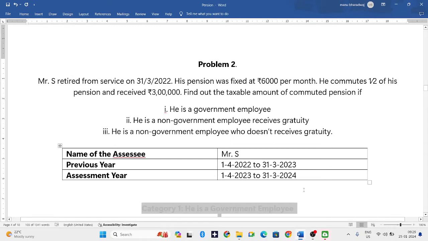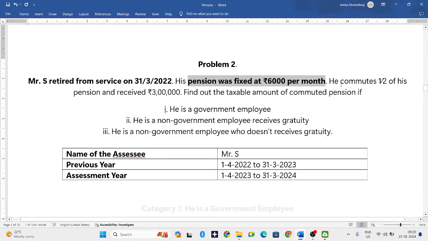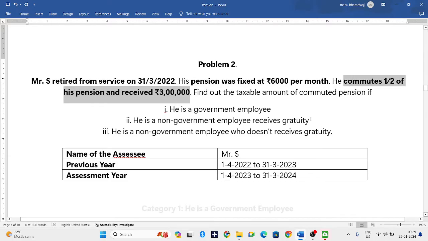From this particular video, we'll be starting one more problem related to pension. Mr. S retired from service on 31st March 2022. His pension was fixed at 6,000 per month. So per month he was getting 6,000 rupees pension. He commutes half of his pension and receives 3 lakh rupees. So half of his total pension he is commuting, and he is receiving 3 lakh rupees.